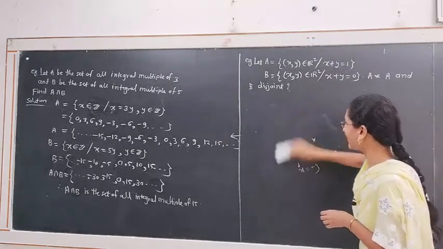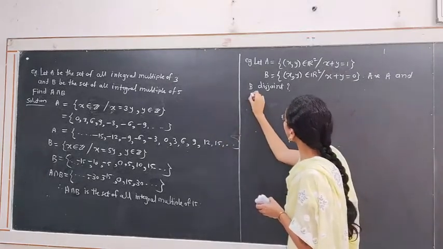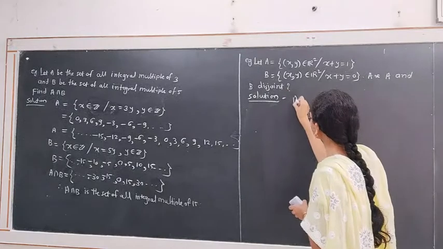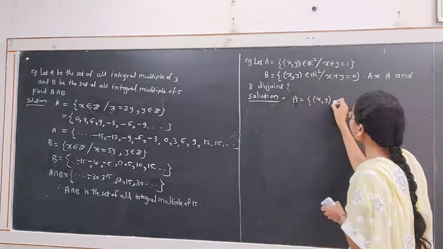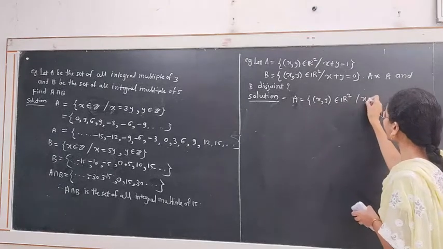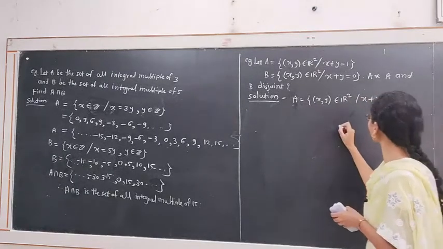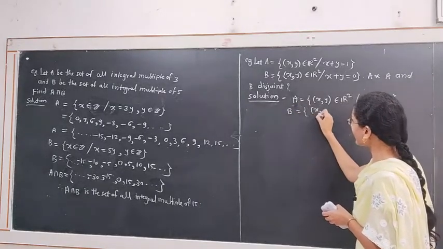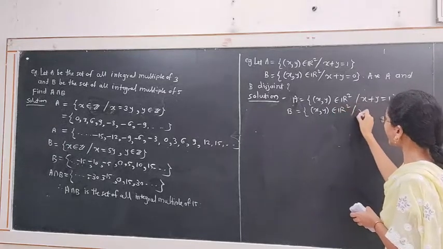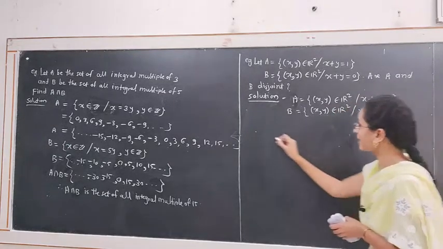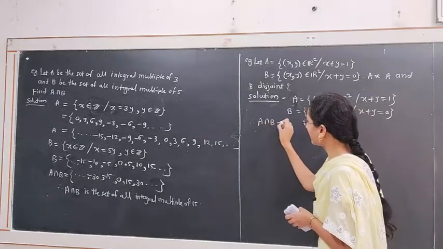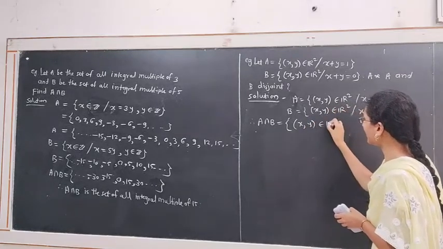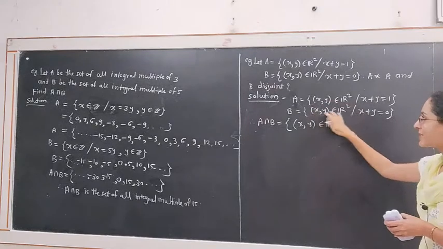We prove this mathematically. Let set A contain the set of all ordered pairs (x, y) belonging to R2 where x plus y is equal to 1. Set B contains the set of all ordered pairs (x, y) where x plus y is equal to 0. Hence, the intersection of A and B is again a set of ordered pairs in R2, as A is a subset of R2 and B is a subset of R2.